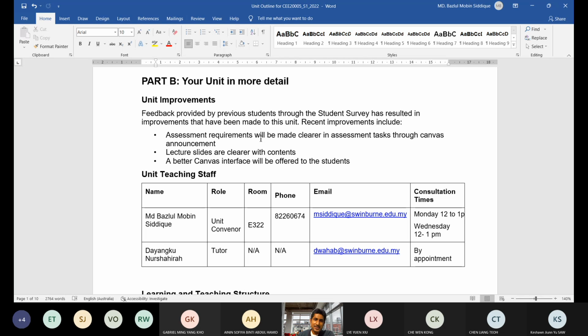So it is totally students' duty to know and check the Canvas from time to time. We cannot force anyone to check the Canvas for yourself, yeah.